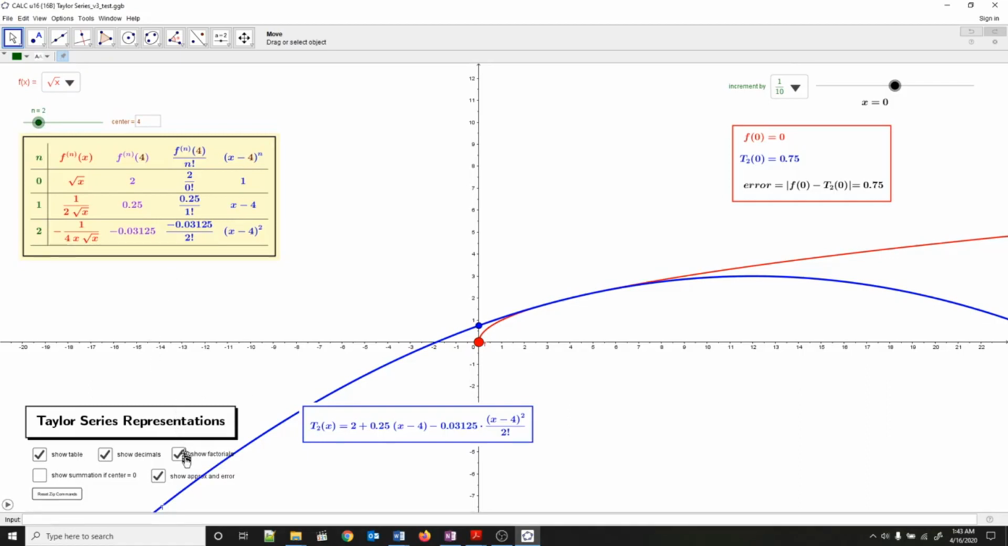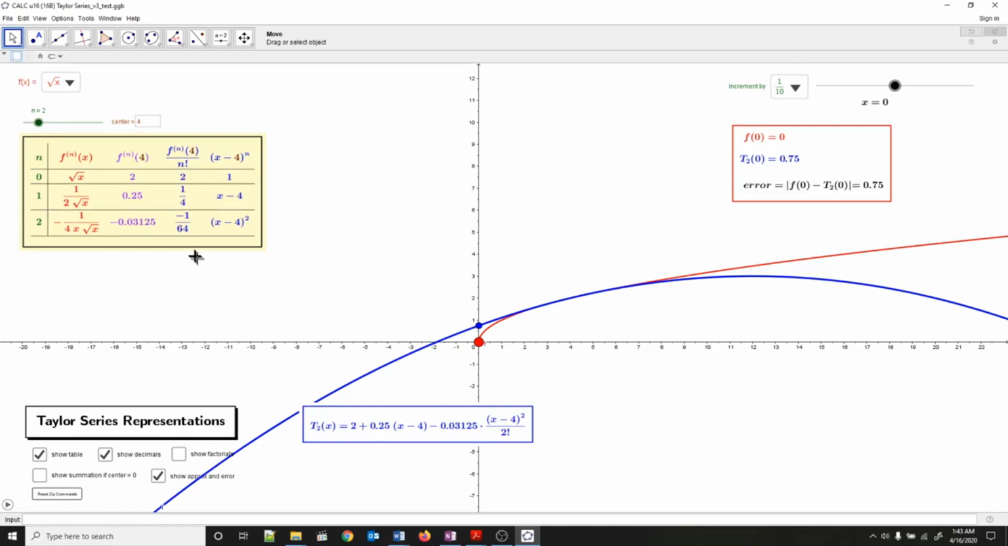Well, the good news is I do have an option here where I can just start looking at the final result. Ooh, significantly better numbers, negative 1/64. That will get multiplied by x minus 4 quantity squared. So when we come down here, we have to remember that's negative 1/64. So this is my second degree polynomial.